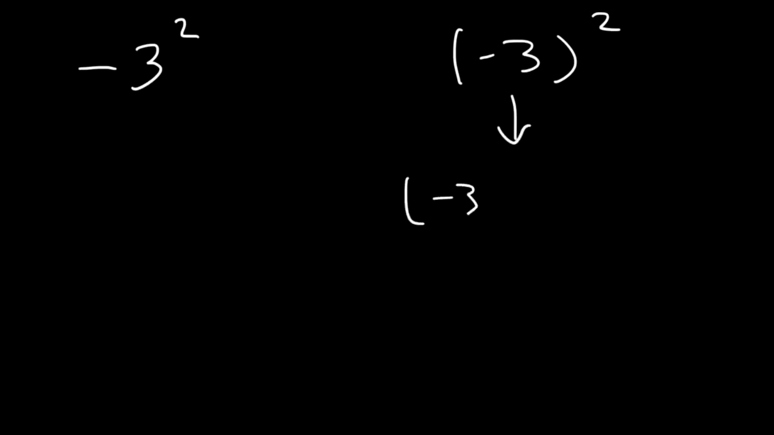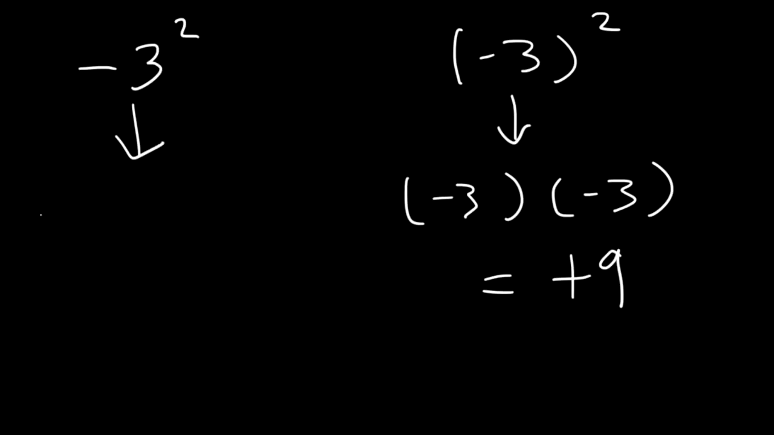Now here's a question for you. What is the value of negative 3 squared? What do you think that's equal to? Now what about negative 3 squared within the parentheses? Negative 3 squared is basically negative 3 times negative 3. We have 2 of them. So this is equal to positive 9.